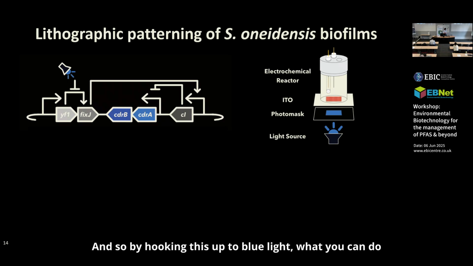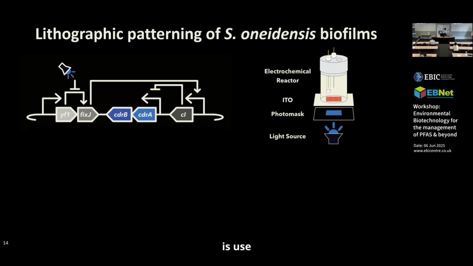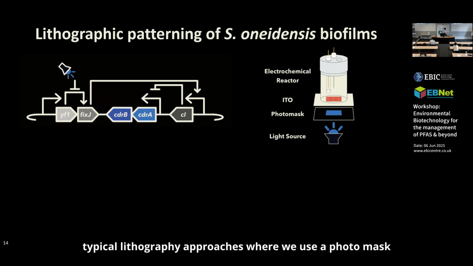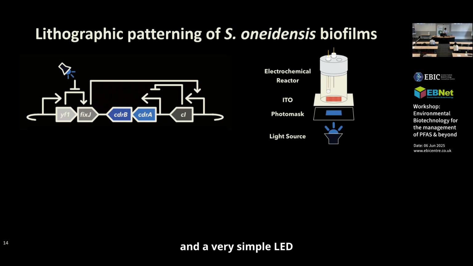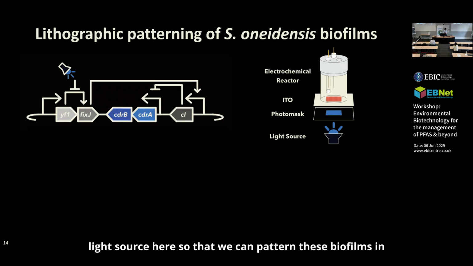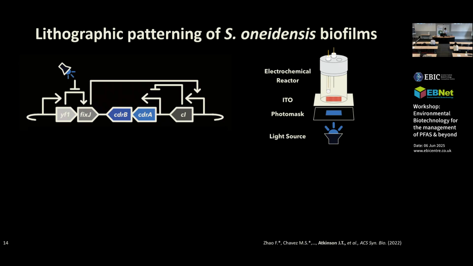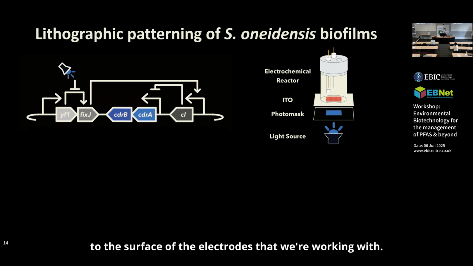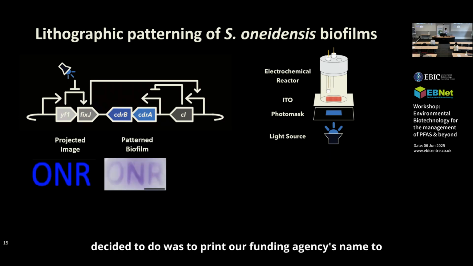And so by hooking this up to blue light, what you can do is use typical lithography approaches where we use a photomask and a very simple LED light source here so that we can pattern these biofilms in different shapes onto the surface of the electrodes that we're working with. And so we typically work with those indium tin oxide electrodes that I mentioned earlier. And so after we got this all pushed into the cell, the very first thing we decided to do was to print our funding agency's name to make sure that they were happy. And so this is funded by the Office of Naval Research in the US.